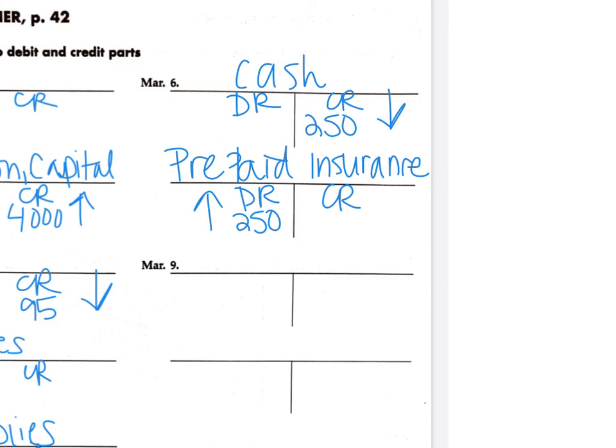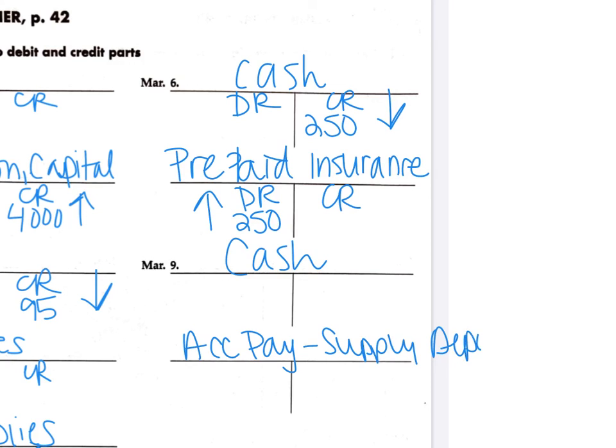Moving on to the last one, paid cash on account to Supply Depot. Okay, the easiest way is always start with cash. It's the easiest one to determine. So I know that cash is going to be affected, and then we're paying off part of what we owe to Supply Depot. So accounts payable, Supply Depot needs to be decreased as well. So I'm going to decrease cash by $80.